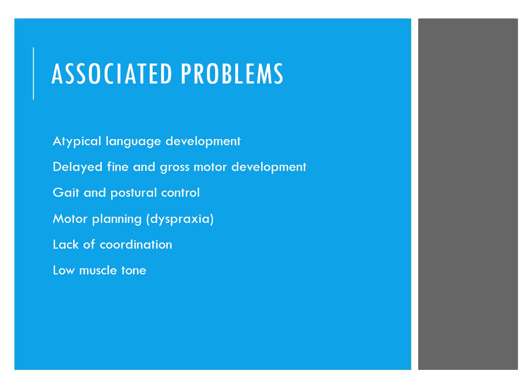Associated problems can include atypical language development, delayed fine and gross motor development, gait and postural control, motor planning or dyspraxia, lack of coordination, and low muscle tone. But it is important to remember that not all patients with autism are going to present with any or all of these things.